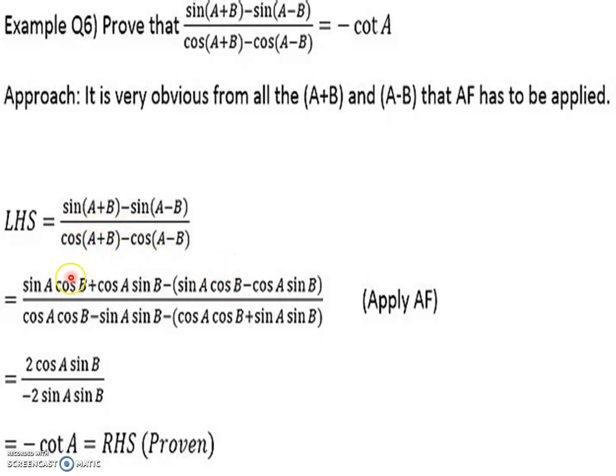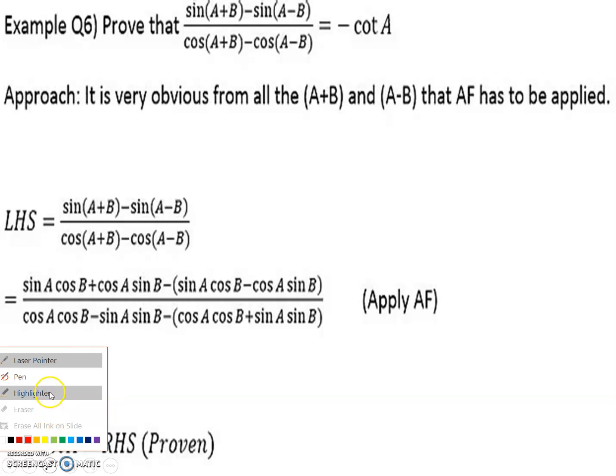We know that sin A plus B is sin A cos B plus cos A sin B, minus sin A minus B, which is sin A cos B minus cos A sin B. Denominator: cos A plus B is cos A cos B minus sin A sin B, minus cos A cos B plus sin A sin B. Common terms we have to equate: cos A sin B, minus minus becomes plus cos A sin B, but sin A cos B and sin A cos B get cancelled. Here, cos A, I use a highlighter here.